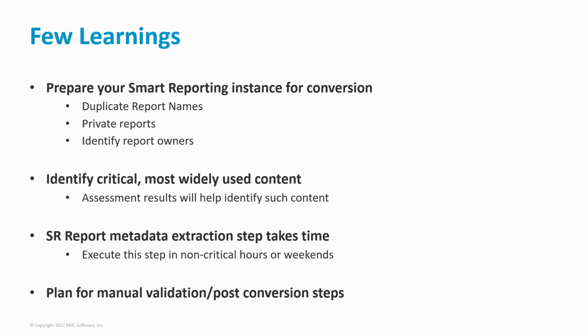Next slide is about some learnings from early adopters. One, even before you start any action on the report conversion process, it might be worthwhile to start some preparation work. For example, if you have multiple reports with the same name in Smart Reporting, then you may consider renaming those in Smart Reporting itself. This will avoid any confusion post migration, where you'll see multiple reports with the same name with a report ID appended to it. In a similar way, start identifying private reports in your Smart Reporting instance and the owners of such private reports to make them aware of the upcoming transition.